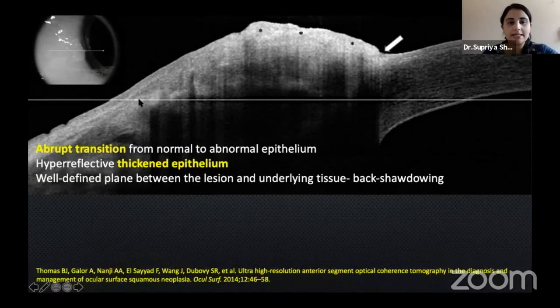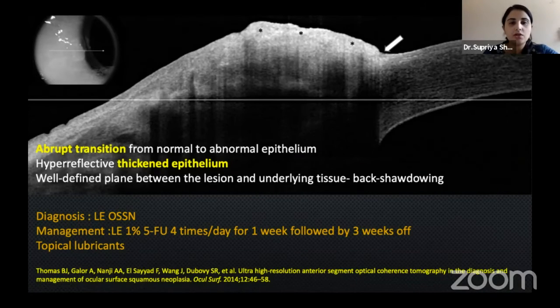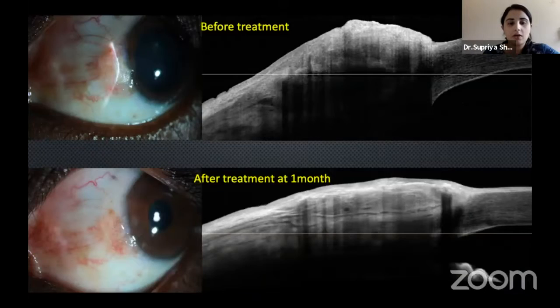An AIOCT scan taken through this image showed an abrupt transition from normal to abnormal epithelium, as seen here. There was thickened hyperreflective epithelium as the conjunctival epithelium, and a well-defined plane between the lesion and the subepithelial tissue is visible in a few areas, but is predominantly masked because of the marked hyperreflectivity and the backshadowing caused by the thickened epithelium. Based on these features on AIOCT, the diagnosis of OSSN was made and the patient was started on topical 5-fluorouracil.